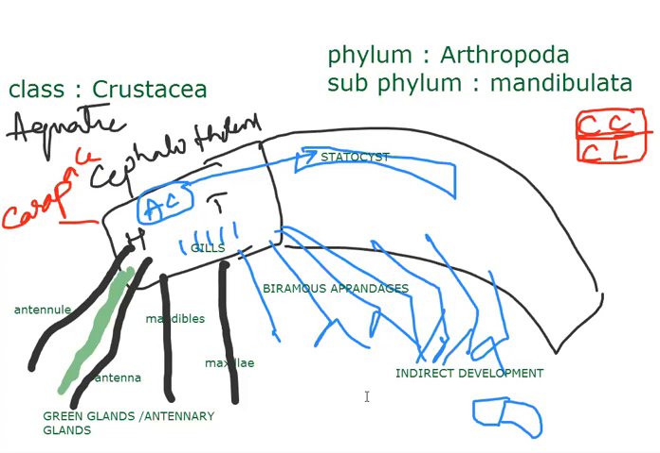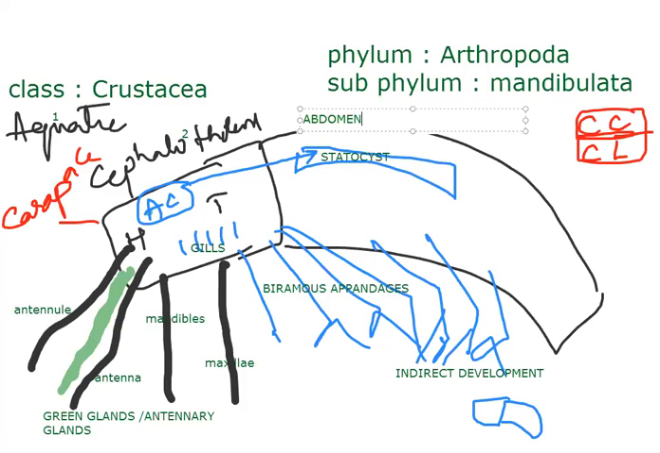We framed it. Now, let's start writing the points. Number one, so here let me write number one: aquatic in habitat. Number two, the body is divisible into cephalothorax and abdomen.